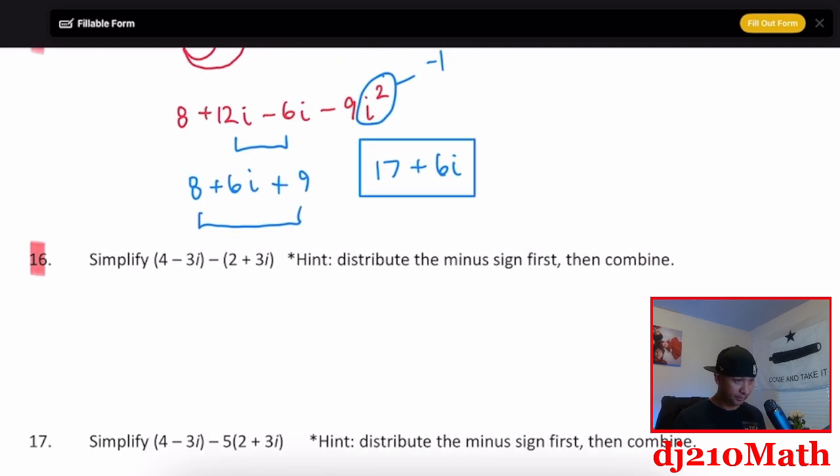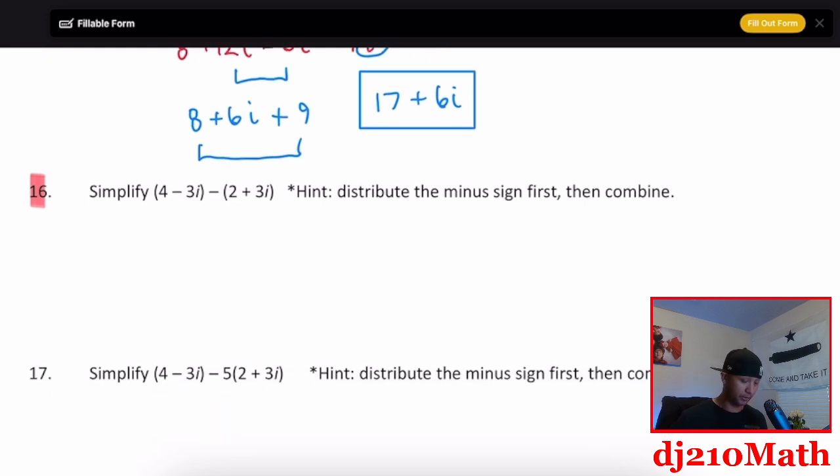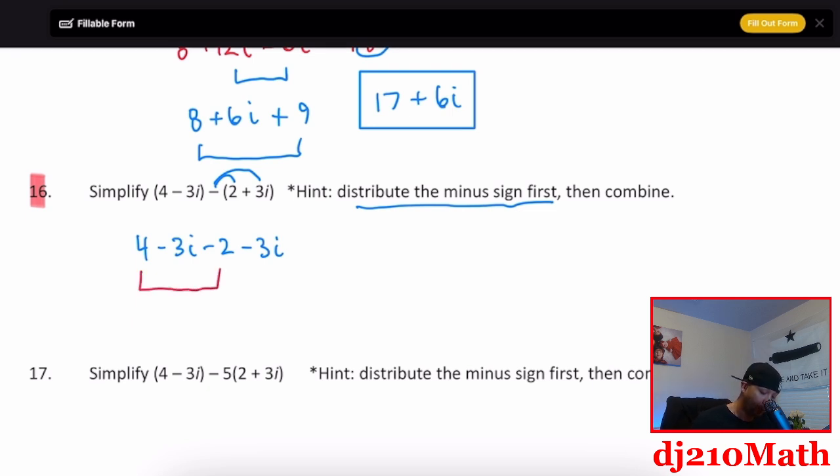16. So here, like I said, we're subtracting. So one technique is to distribute the minus sign first and then combine. So if we distribute the negative, when you rewrite it, you get 4 minus 3i. All right, the negative distributes, making -2. Distributes again, making -3i. And now you just combine like terms. 4 minus 2 is 2. And then -3i minus 3i is -6i.